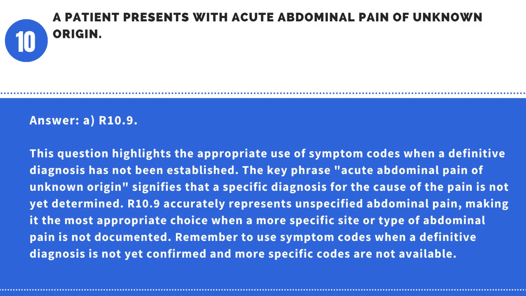Answer A. R10.9. This question highlights the appropriate use of symptom codes when a definitive diagnosis has not been established. The key phrase, acute abdominal pain of unknown origin, signifies that a specific diagnosis for the cause of the pain is not yet determined. R10.9 accurately represents unspecified abdominal pain, making it the most appropriate choice when a more specific site or type of abdominal pain is not documented. Remember to use symptom codes when a definitive diagnosis is not yet confirmed and more specific codes are not available.